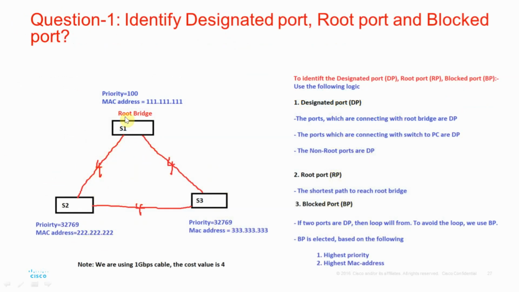Also here S1, S2, S3. See, I am just doing the first step. The first step in spanning tree protocol is to identify the root bridge. Here the priority is 100, the lowest one, and the remaining are priority 32769. So don't take the higher priority. You want to go for the lower priority number. So S1 is the root bridge, which has priority number 100 compared to 32769 for S2 and S3.